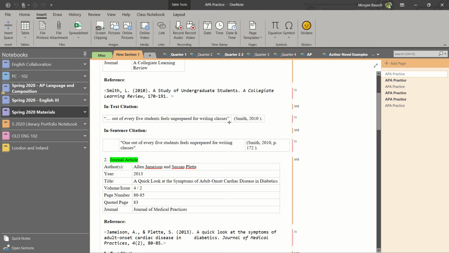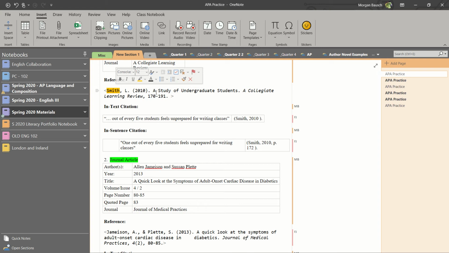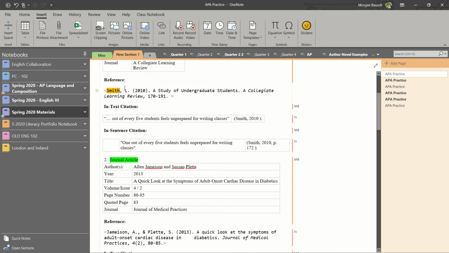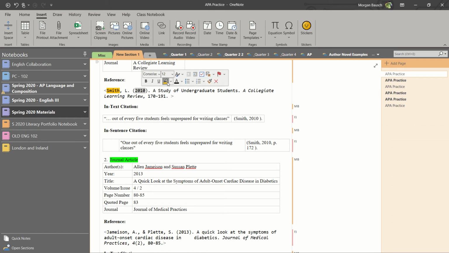For the very first one, because this is considered to be the bare minimum, you have Smith. I'll just highlight that. That must be there anytime you use anything from this source. That's how you would find it in the reference list because it is in alphabetical order, just like MLA, same idea. The initial is not required. It should not be included if it's in parentheticals at the end. Then there's the year. The year is also considered to be mandatory. You must have the year.